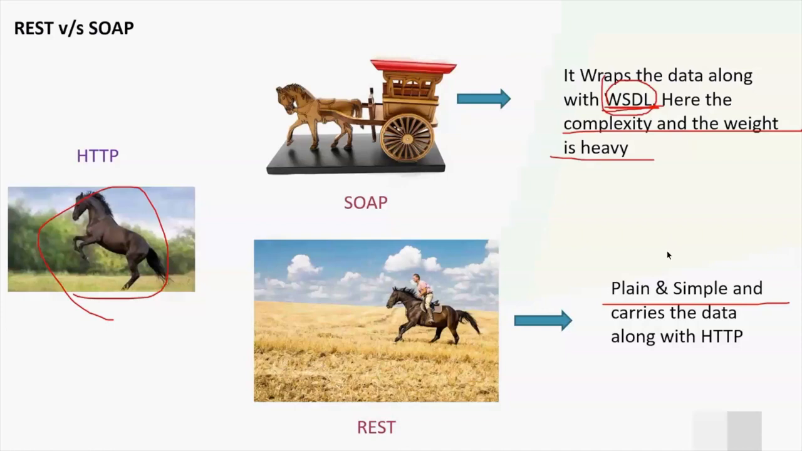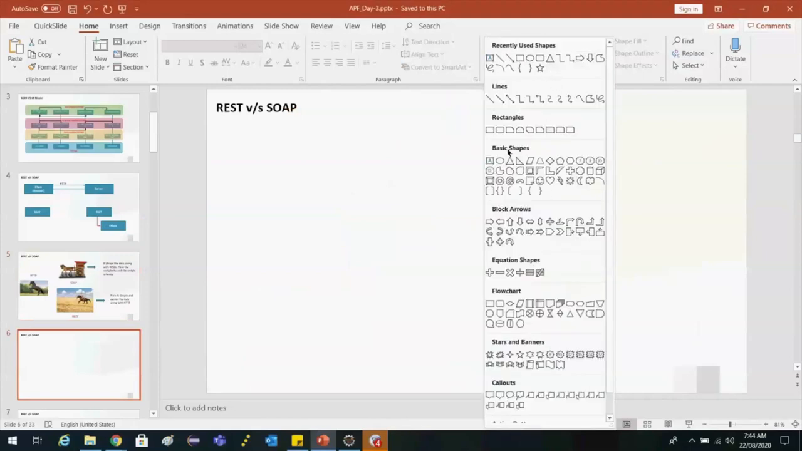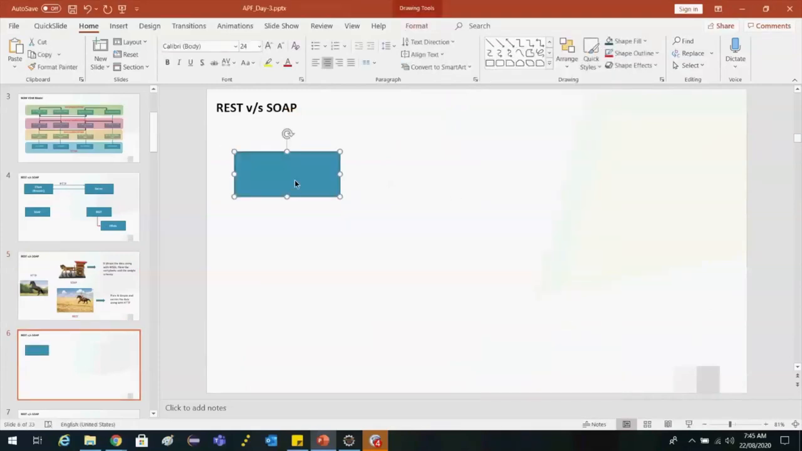So still, if you are not clear, we have one more example. Here is a small picture. Let's say this is a sender, and similarly you have a receiver.